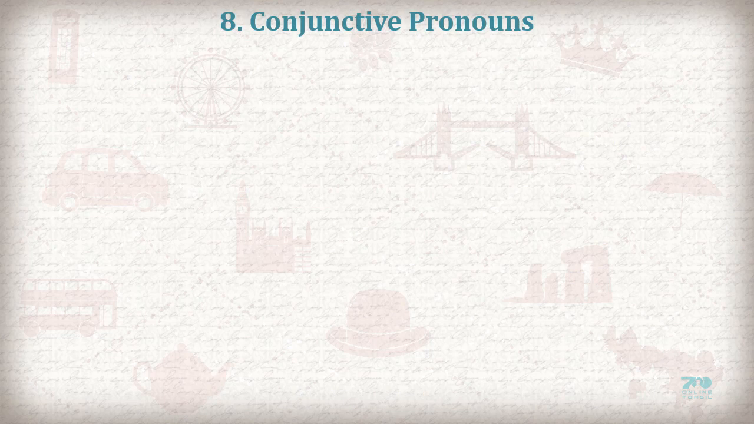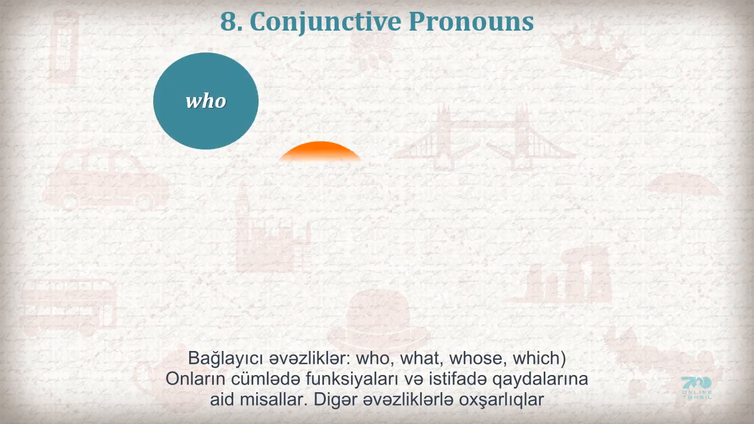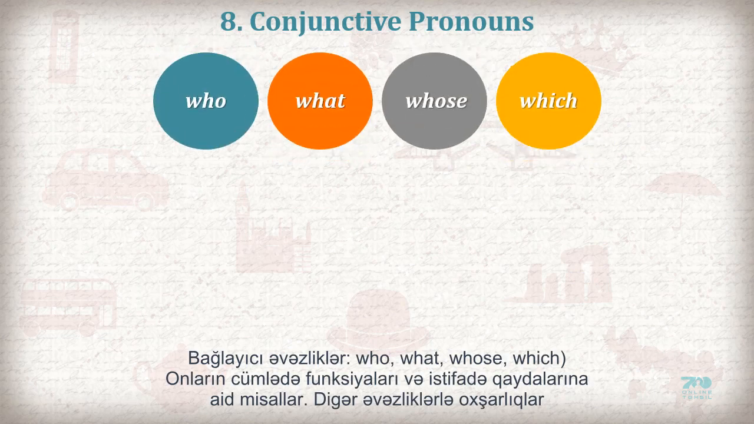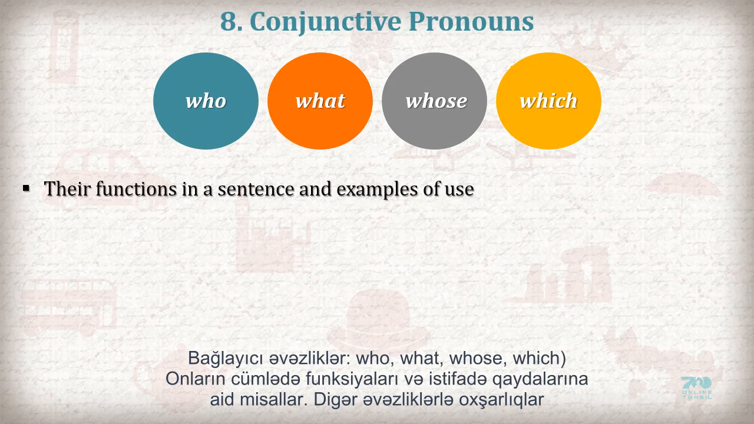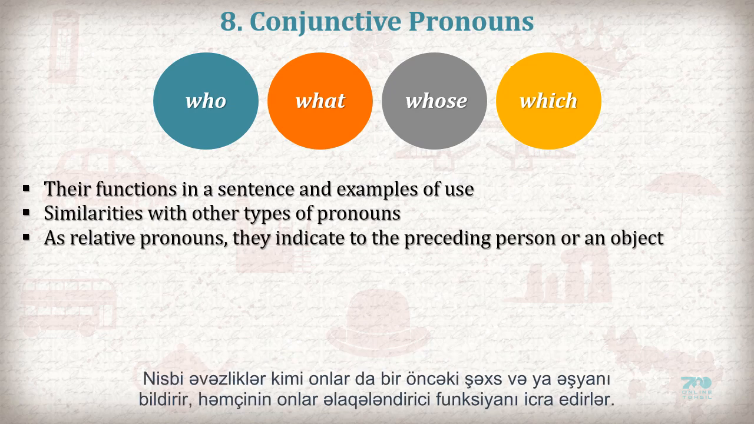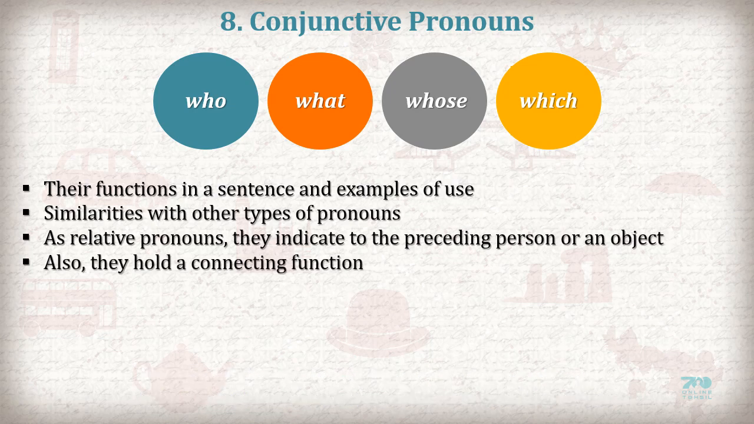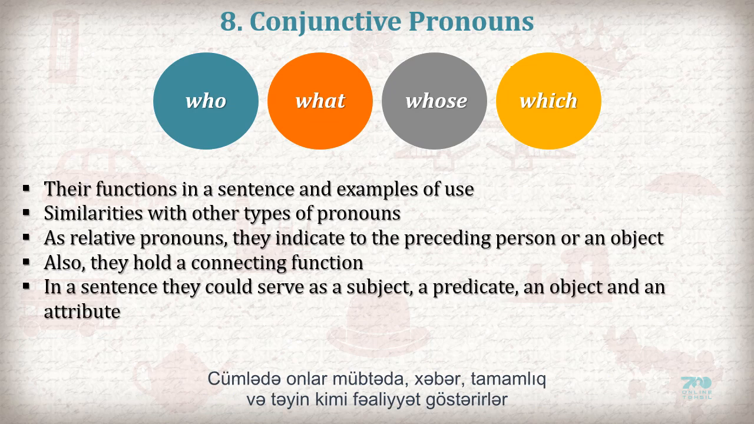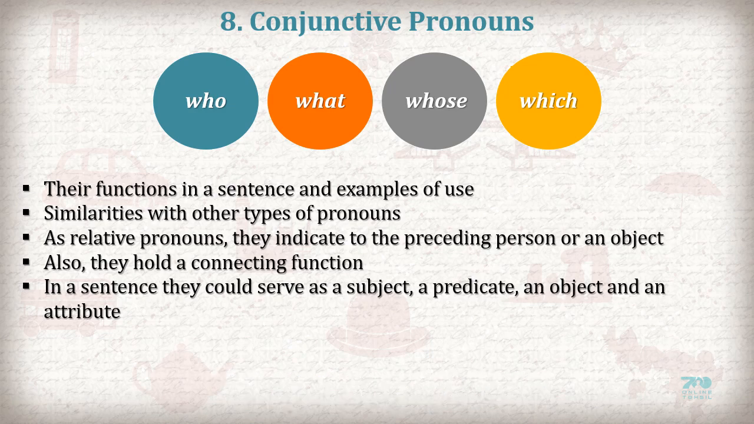Conjunctive pronouns: who, what, whose, which. Their functions in a sentence and examples of use. Similarities with other types of pronouns: as relative pronouns, they refer to the preceding person or object. Also, they hold a connection function. In a sentence, they can serve as a subject, a predicate, an object, and an attribute.